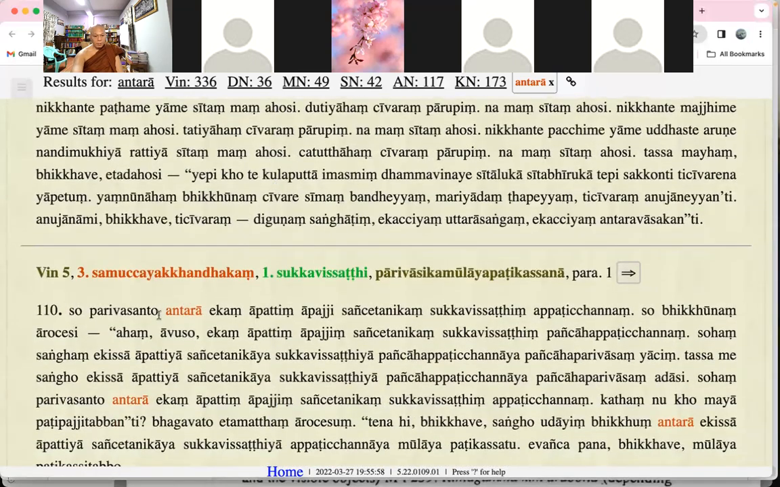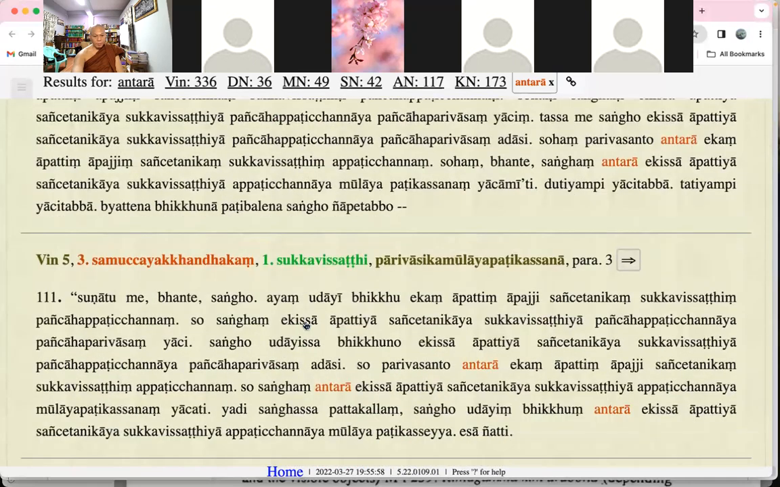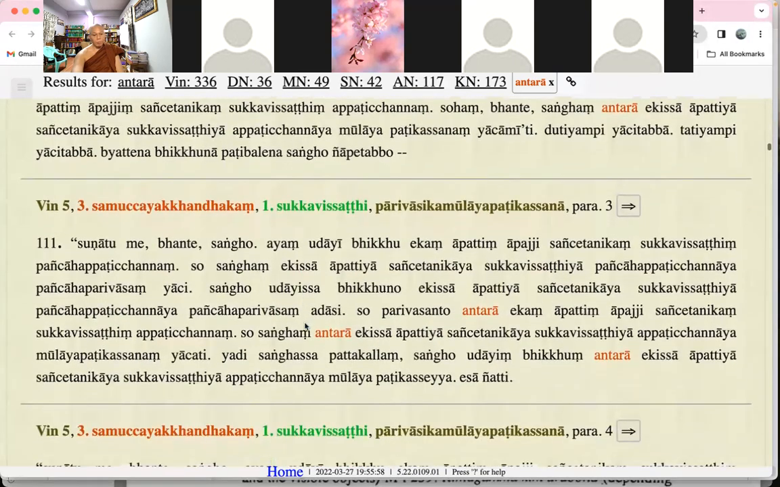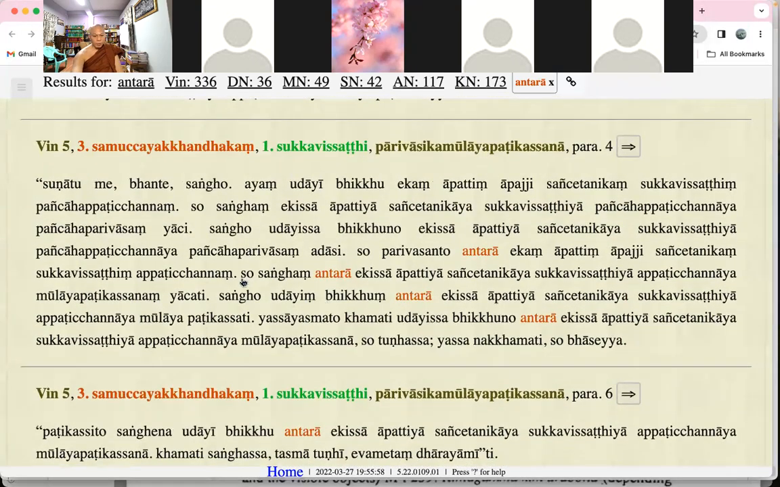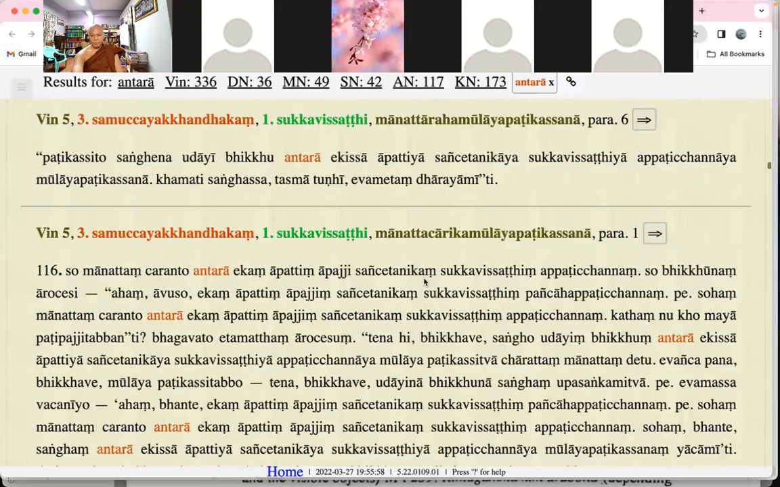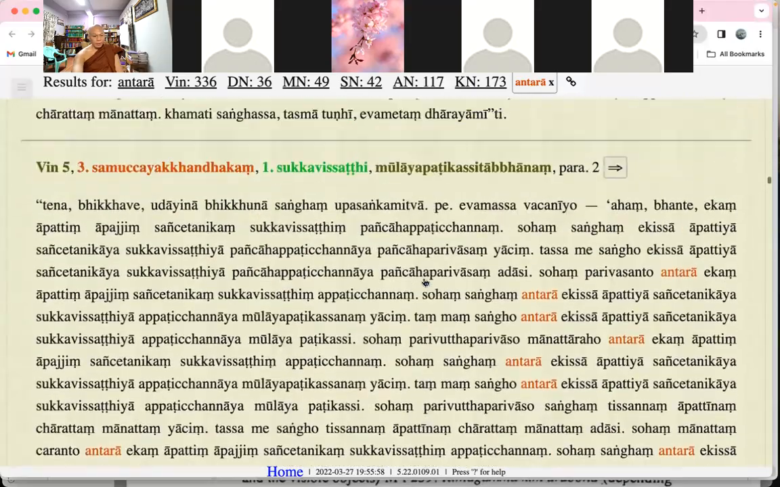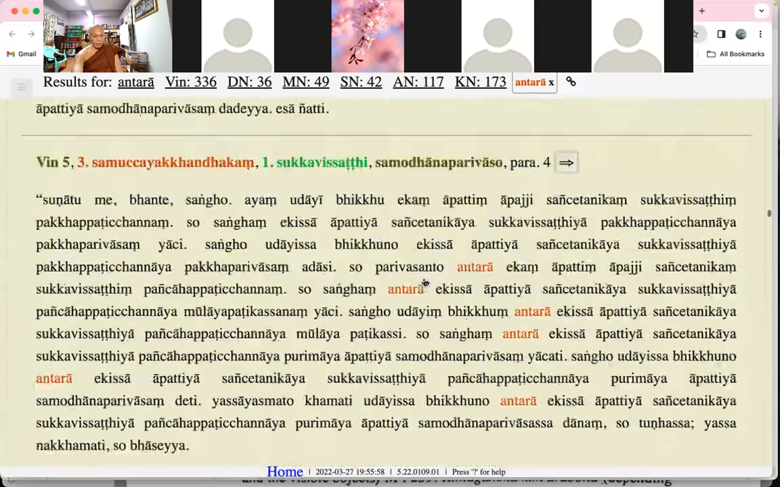Okay. And then, so Andra Ikan Abate. Okay, leave that one. So now Bekuniya Andra, what we already see. So Sangan Andra Ikesa Abatiya. So here also Andra Ikesa Abatiya. So inside or within, maybe between. One abati, one offense in this way. Maybe the other one in the other text, Tikanika, like that.